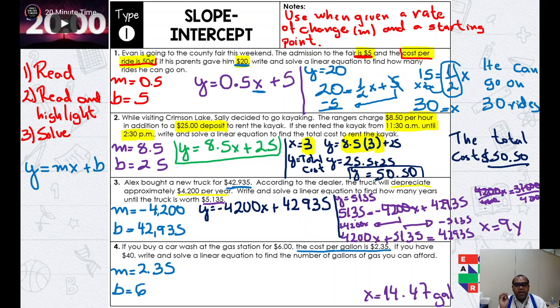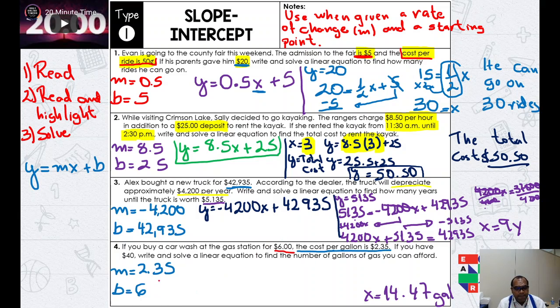I know, remember I taught you rate of change when you see per something. Remember about this? When you have the per, it means the number next to the per is the slope. As you notice here, the cost per gallon is in blue over here. It's 2.35. Here's my slope. And where is my starting point? Here it's 6. If you buy a car wash at the gas station for 6, here's my start point.